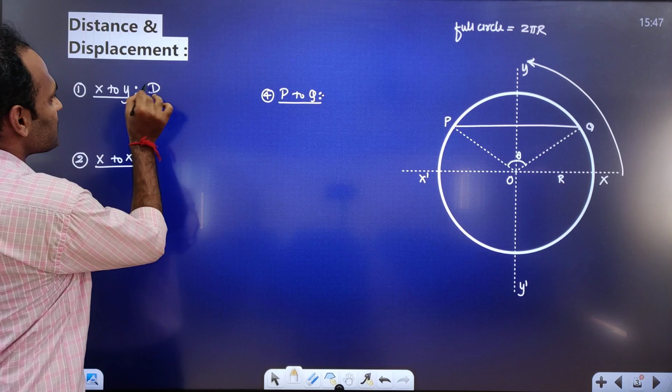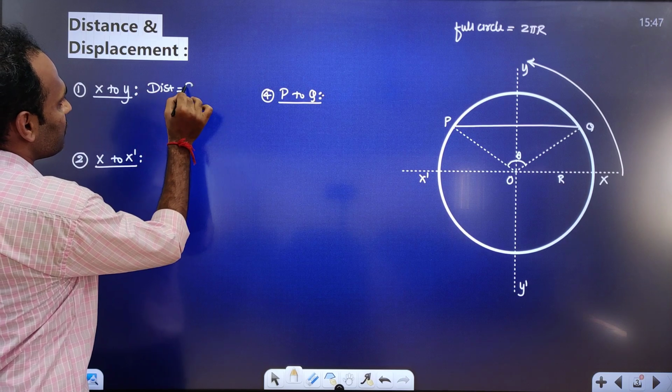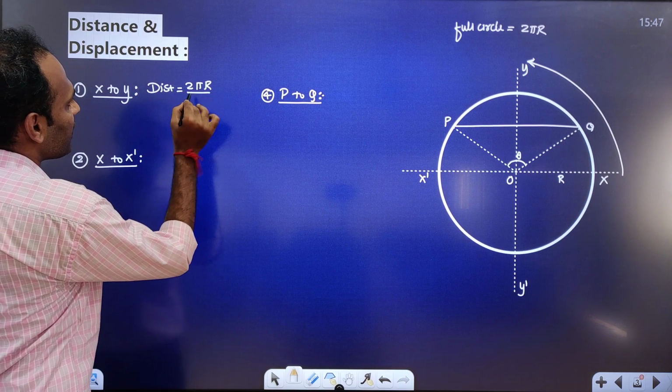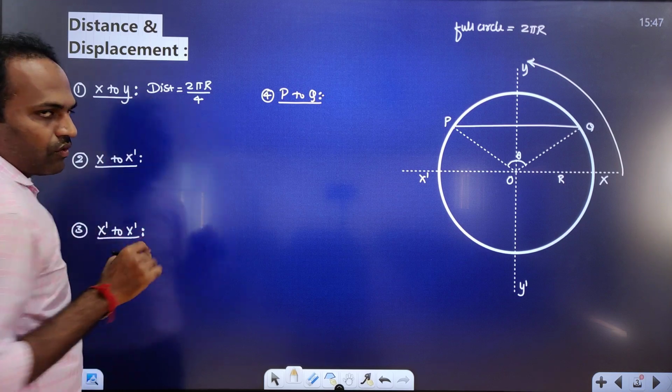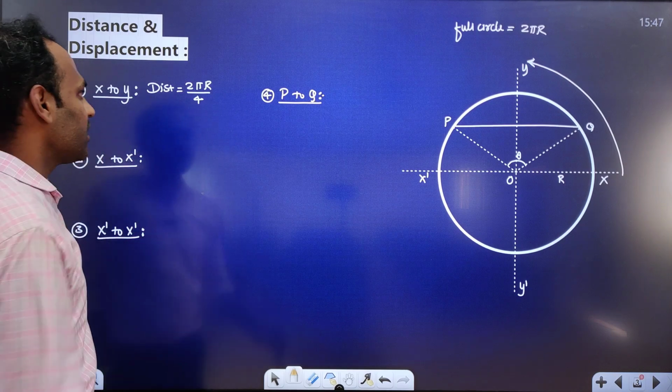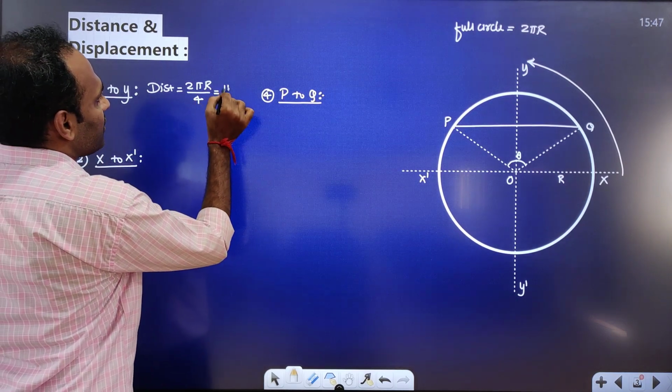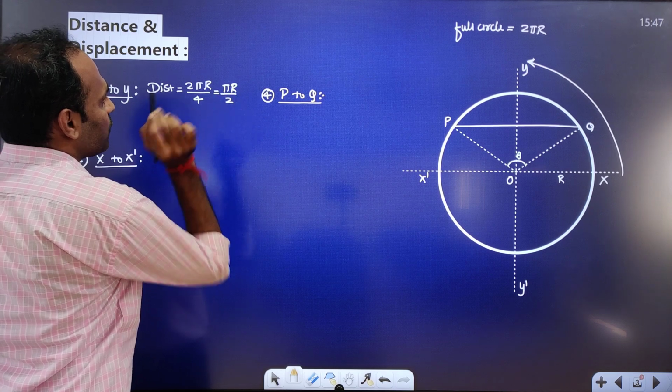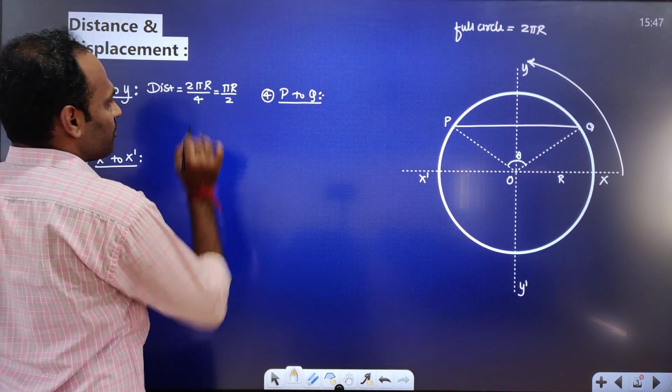That's why distance in this case will be 2 pi r divided by 4. 1/4 of the circumference we are traveling, right? So that's why the distance traveled here will be pi r divided by 2. Pi r divided by 2. This much will be the distance.